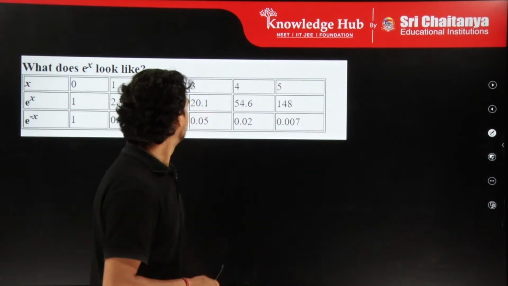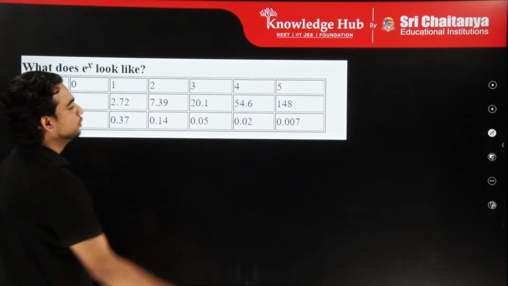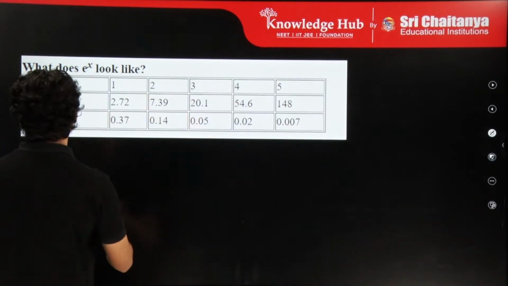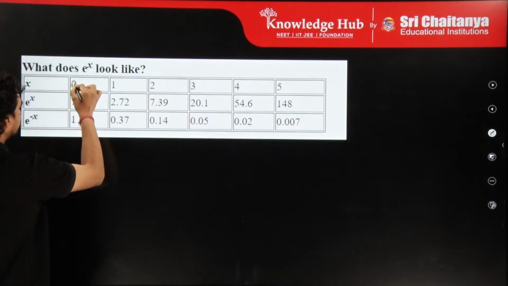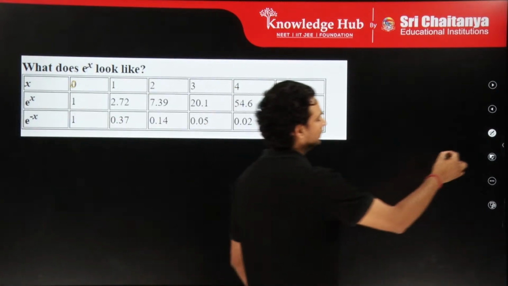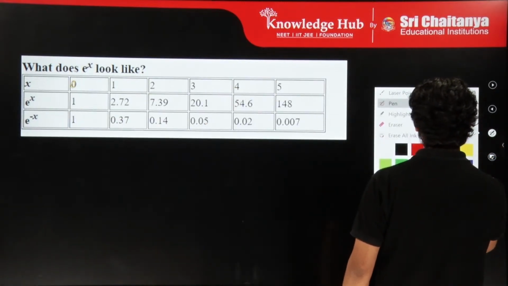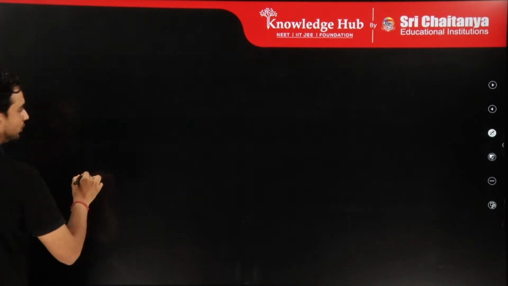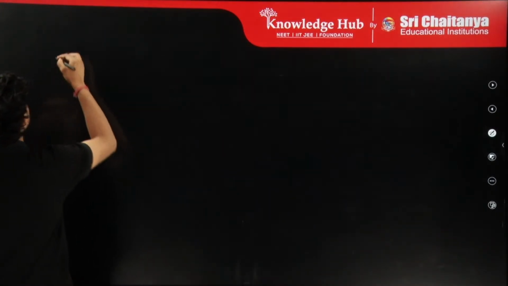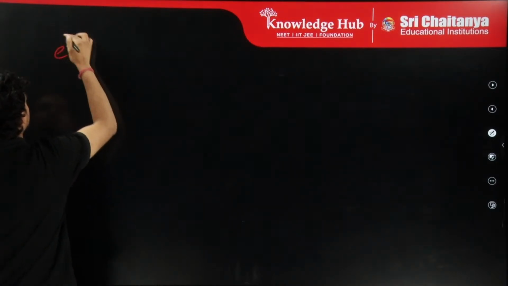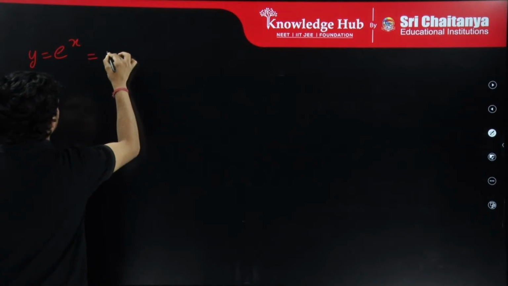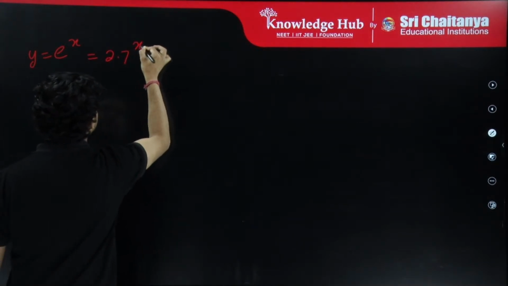So now, what does e raised to x look like? Let's try to find out. If I have x equals 0, right? If I want to draw the graph, let's say y equals e raised to x, or 2.7 raised to x.